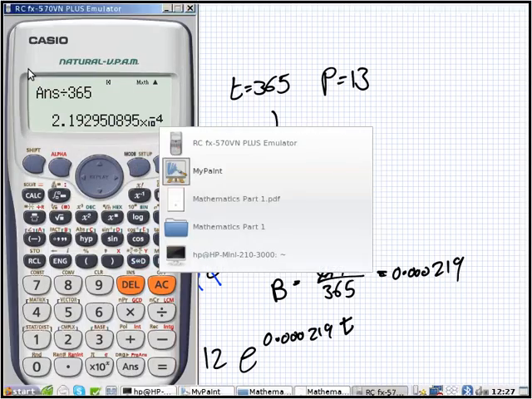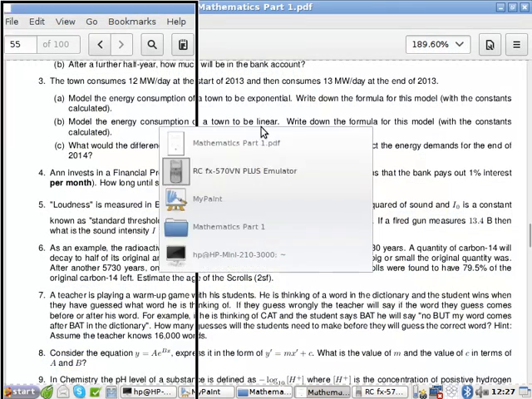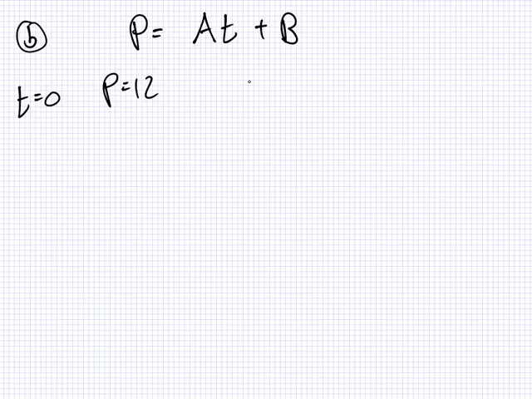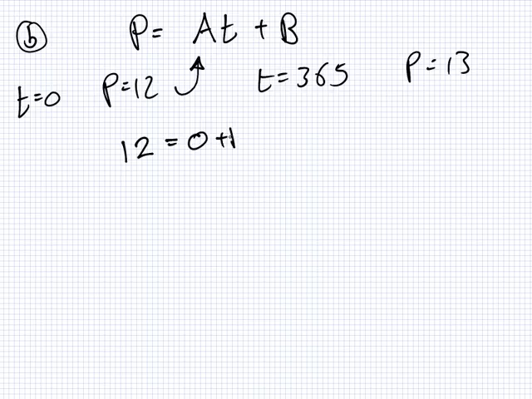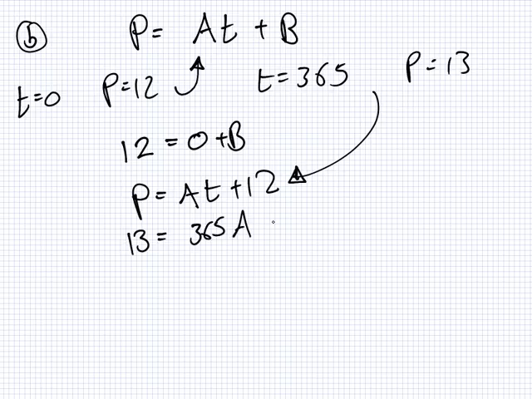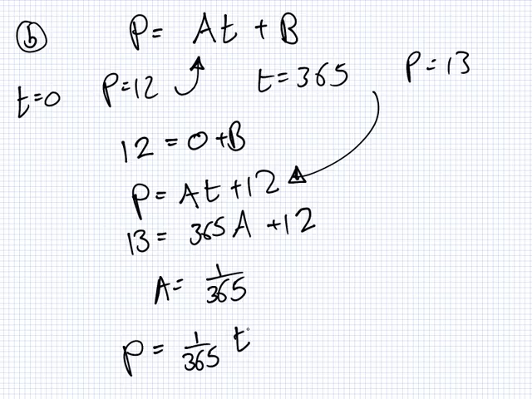Yeah. Now part B is the same idea except this time assume it to be linear. So the power equals AT plus B. At the beginning the power is 12, at the end the power is 13. If I use the first one, I get 12 equals 0 plus B, so B equals 12. So power is AT plus 12. Now if I use the next one, I get 13 equals 365A plus 12. So A is 1 over 365. So now I have power is 1 over 365 T plus 12. That's the second formula.